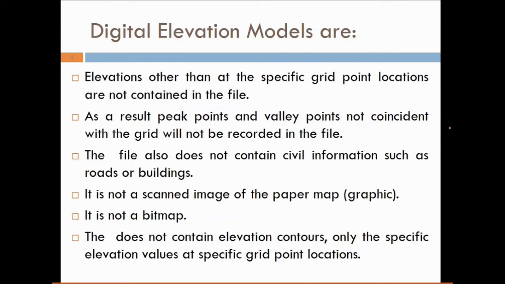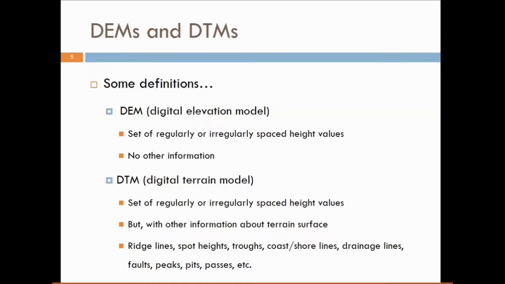Now, elevation at locations other than specific grid points is not in the file. As a result, peak points and valley points that are not coincident with the grid will not be recorded at all. The file also does not contain any civil information such as roads or buildings. It will just contain values of the elevation. It is not a scanned image of the paper map. It is not a bitmap. It does not contain elevation contours. There are only specific elevation values at specific grid point locations.